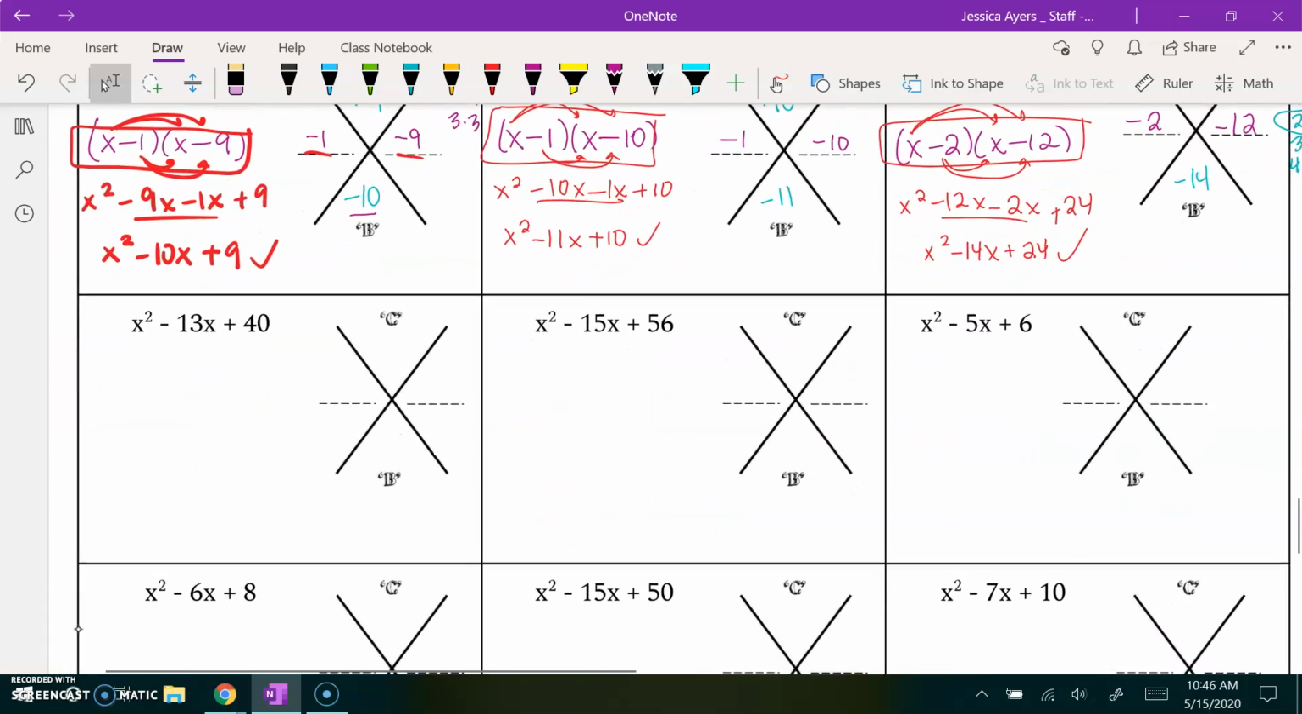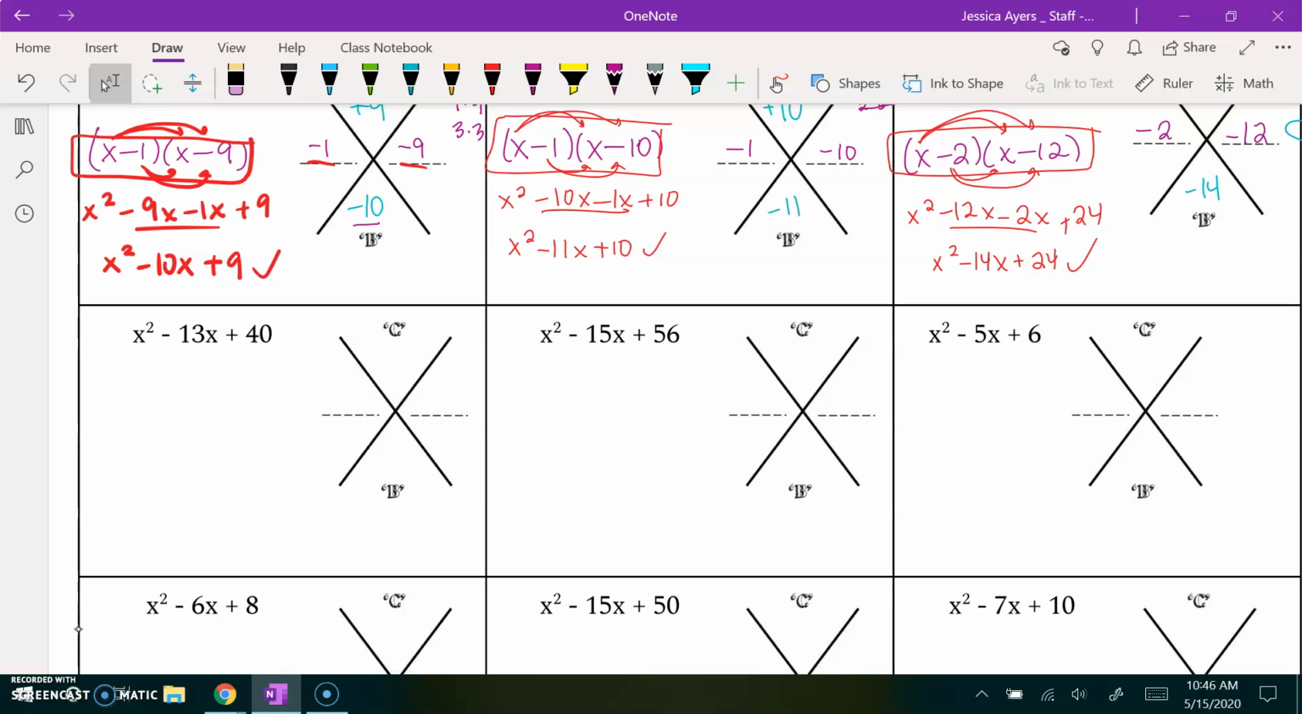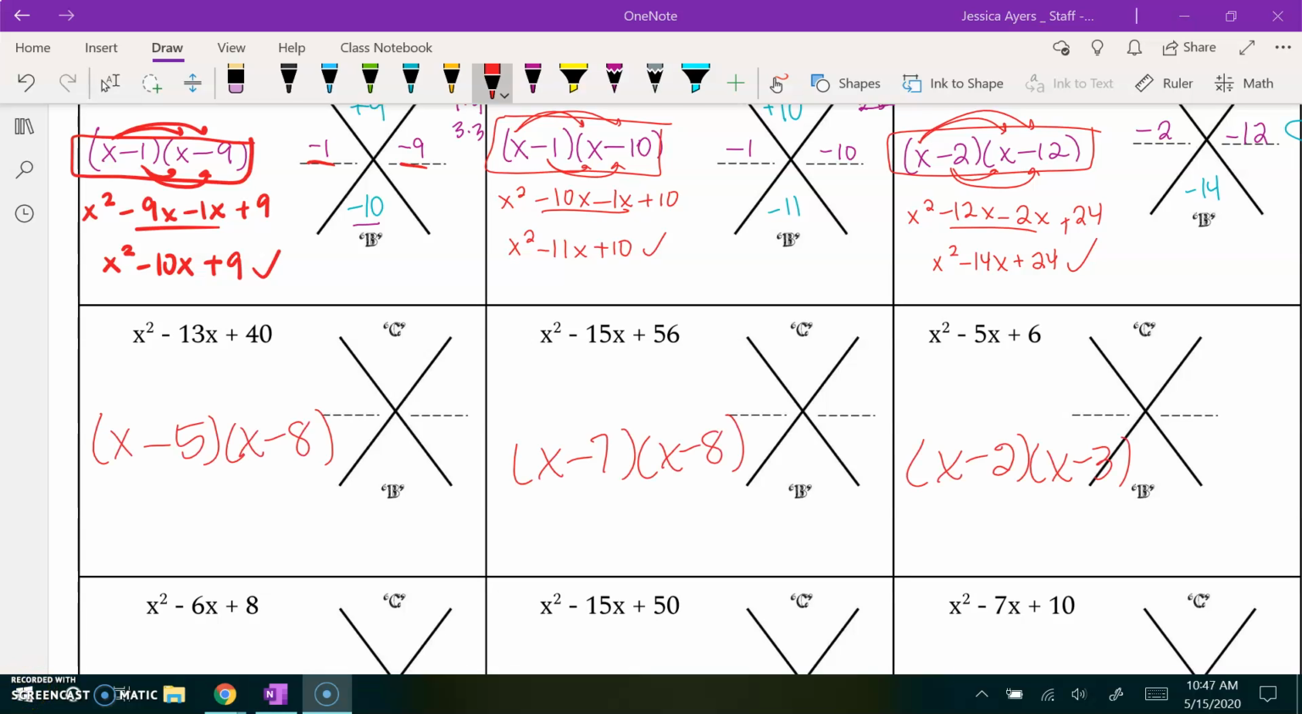You try the next three. All right, so taking a look, x minus 5 times x minus 8 for this one. The next one was x minus 7 times x minus 8, and then x minus 2 times x minus 3. Again, remembering we had a positive 40 and a negative 13, which gives us negative 5 and negative 8. We had a positive 56 and a negative 15, which gave us a negative 8 and negative 7. And then finally a positive 6 and negative 5, which is negative 3 and negative 2.